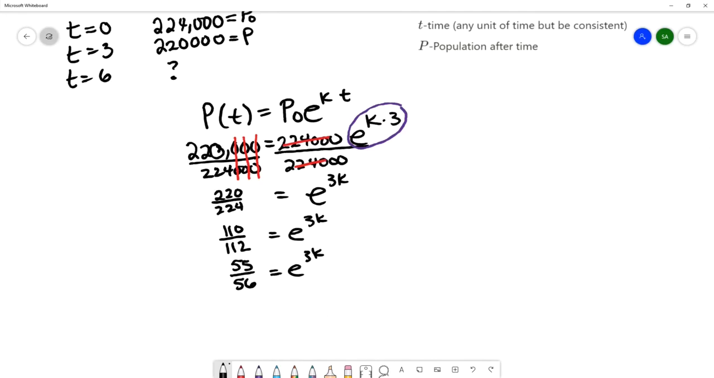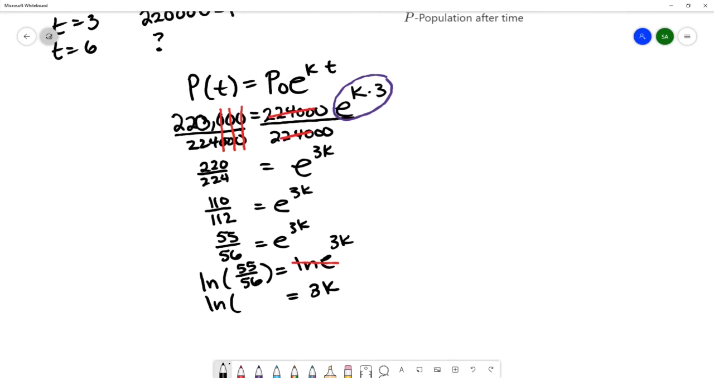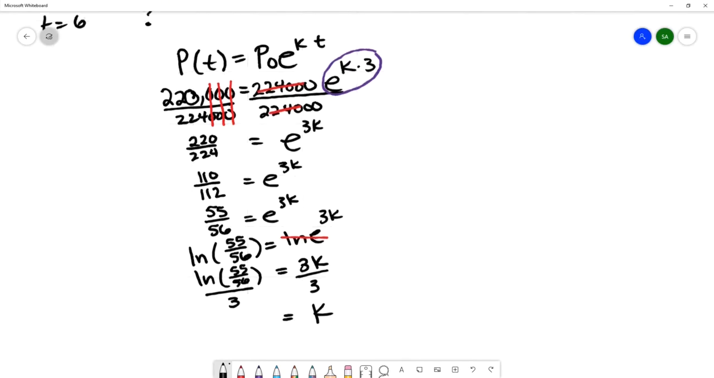And we're going to solve this by taking the natural log of both sides. It's one of our techniques for exponential equations. Natural log and e are inverses of each other, so that cancels, leaving us with what's in the exponent, 3k. And we can solve for k by dividing by 3 on both sides. So we have our value of k being natural log of 55 over 56 over 3.